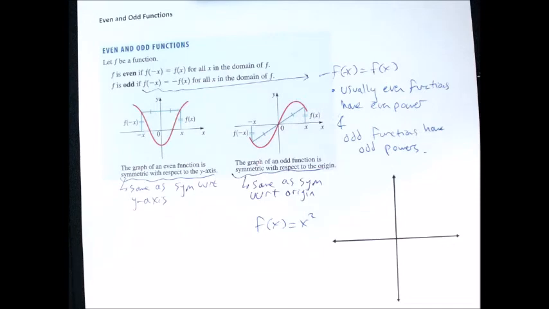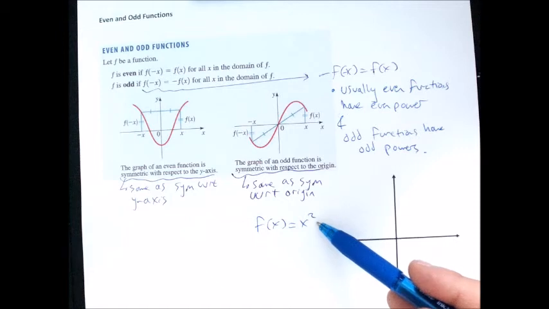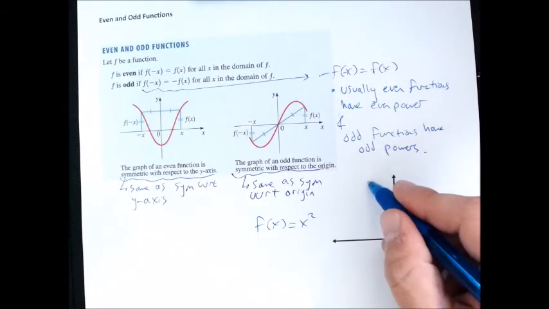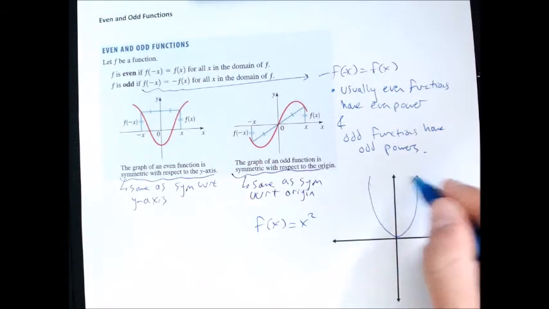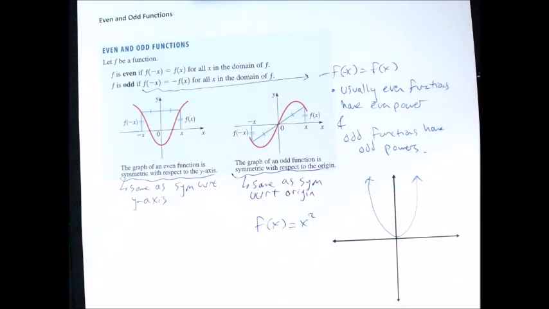What type of function is that? It's even. It's got a square, it's got an even power. And if we look at the graph, we already know what x squared looks like. X squared looks like this, right? And so we can just visually see that it has even properties because it's symmetric with respect to the y-axis.